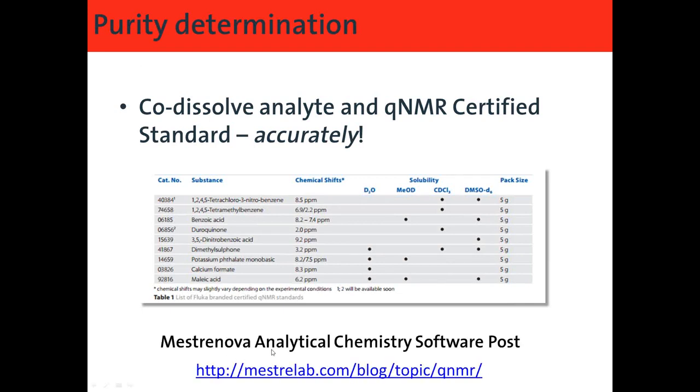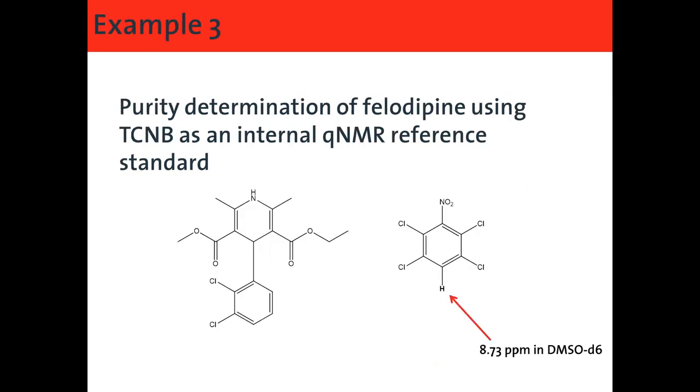As I mentioned, we've also got articles on our software posting that relate to how to do this, how to make up these solutions correctly. So basically, you take your material, you weigh that quite accurately, you then co-dissolve that with an amount of one of these materials that you've also weighed very accurately, and then you add an arbitrary amount of solvent. It's not important, and the instrumental parameters are not terribly important in this particular experiment.